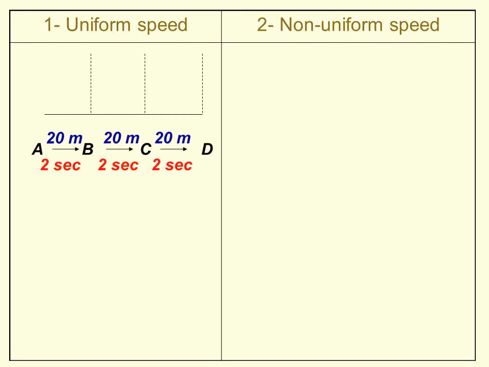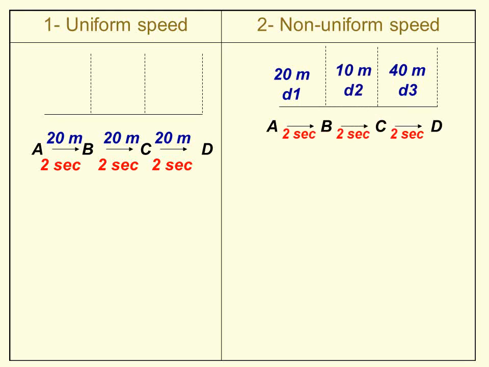The first one, uniform speed. Here the object moves from point A to point B 20 meters, and from point B to point C 20 meters, and from point C to point D 20 meters, in the same time, in each case 2 seconds.